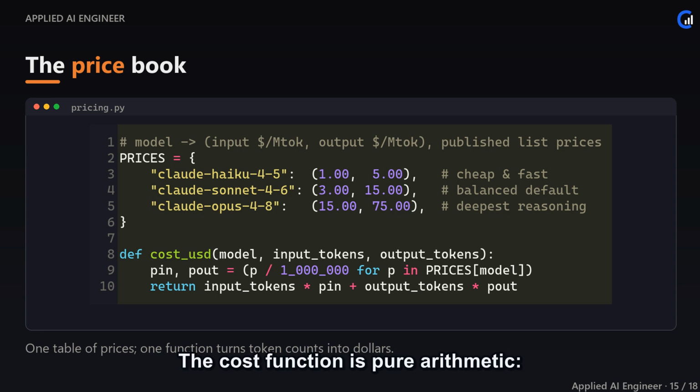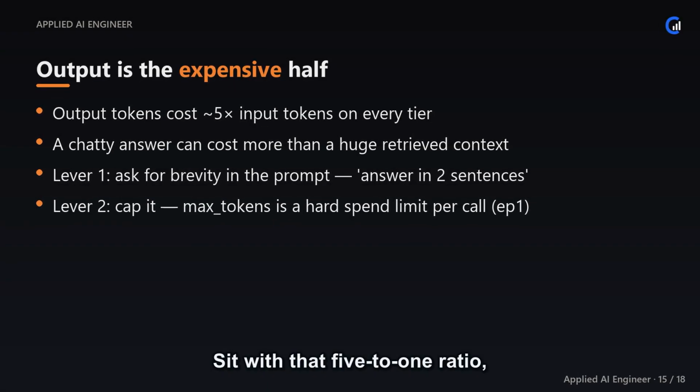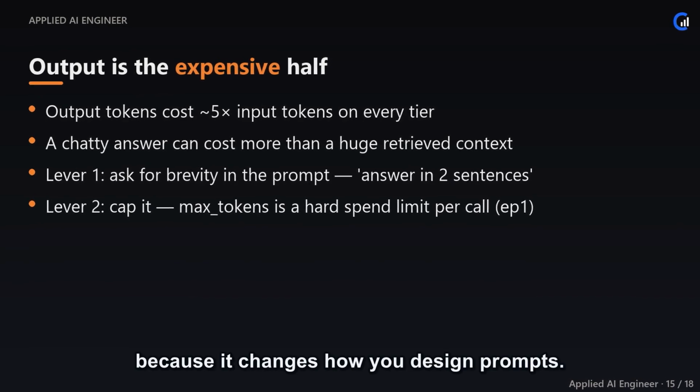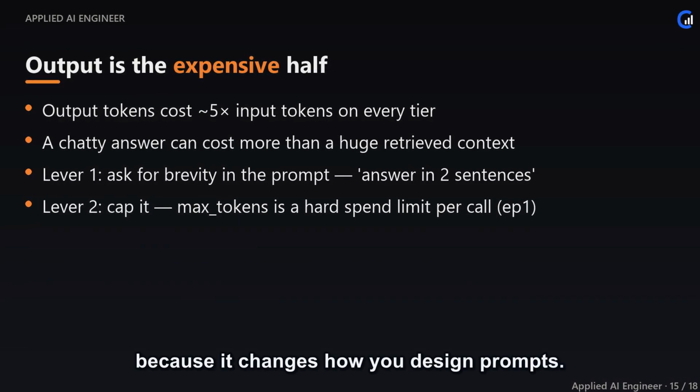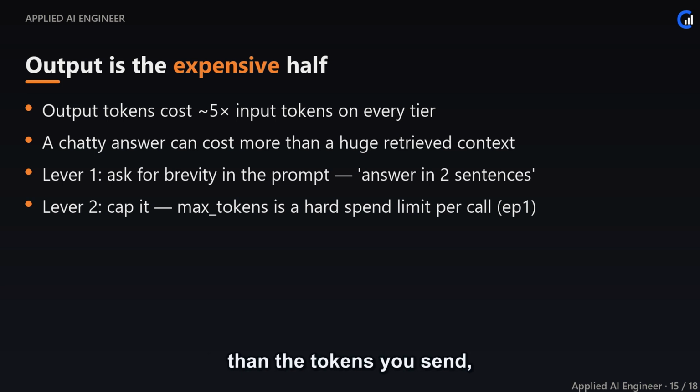The cost function is pure arithmetic, tokens times price. When prices change, you edit one table and nothing else in the cost path moves. Sit with that 5-to-1 ratio because it changes how you design prompts. The tokens you generate are far pricier than the tokens you send, so a rambling answer can cost more than a large block of retrieved context.